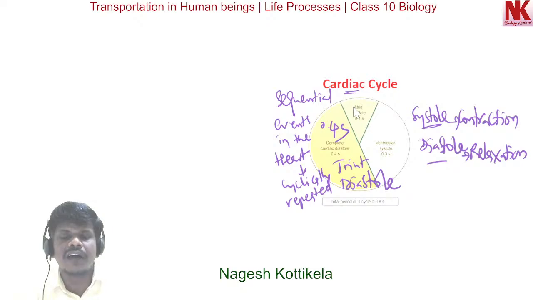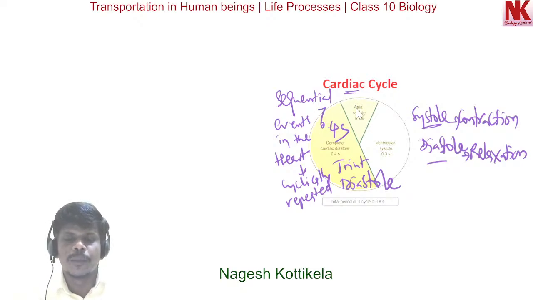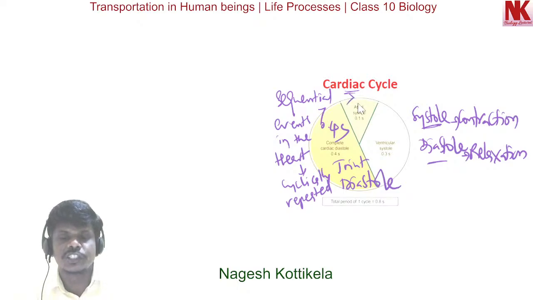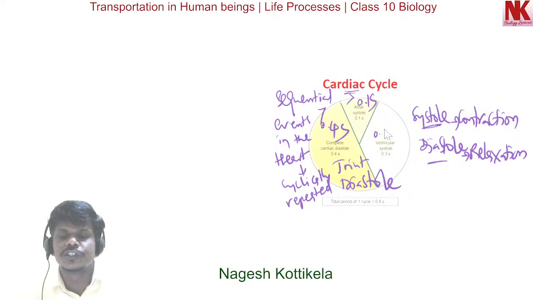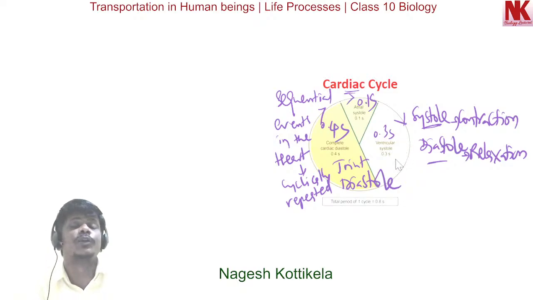After that comes atrial systole, meaning auricles contract, for about 0.1 second. Then ventricular systole, for about 0.3 seconds, during which the ventricles contract. You can imagine what happens during joint diastole. When all the chambers are relaxed, the blood flows into the auricles. The oxygenated blood flows into the left atrium.